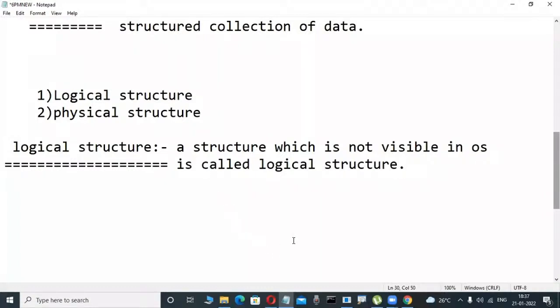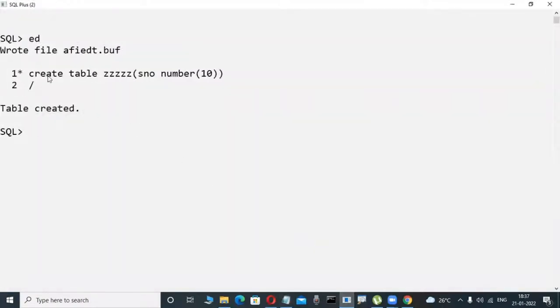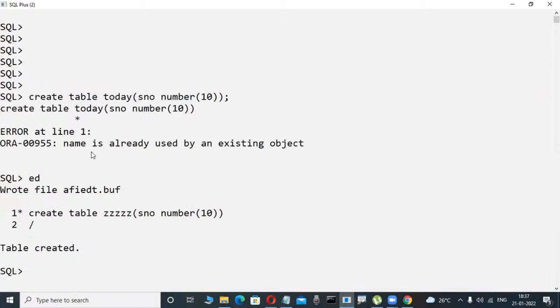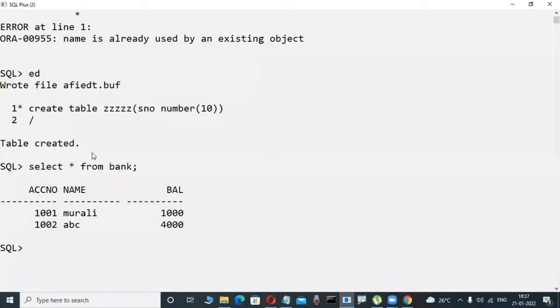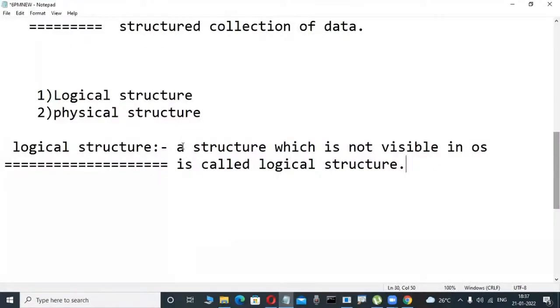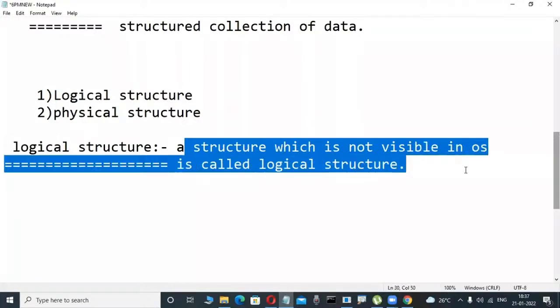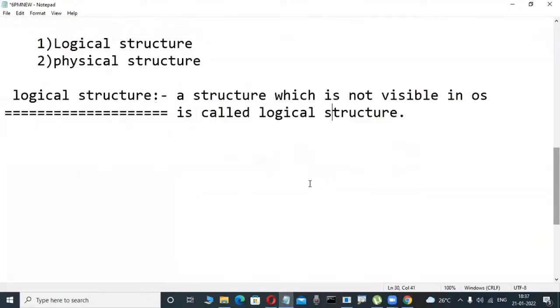That's why when you are creating a table also, we are unable to view it in the C drive, D drive like that. But where is it visible? Yes, in a database. This is a database only, don't worry. In this database only, it is visible. So those tables are visible where? In a database. That is not visible where? In your C drive, D drive like that only. That's why a structure which is not visible in the operating system is called a logical structure.